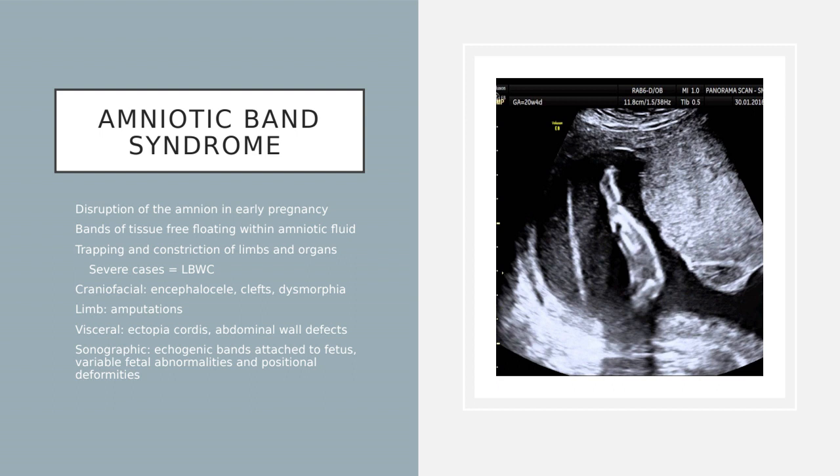Again, you can do a quick Google search of ectopia cordis, abdominal wall defects, all things that we're going to talk about a little bit later on in the semester, but you should be aware of them right now with these syndromes. On ultrasound, we're going to see very echogenic bands kind of free floating in that amniotic fluid. We may see them actually attached to different parts of the baby, and we're going to see abnormal position, movement, and development of those fetal structures.